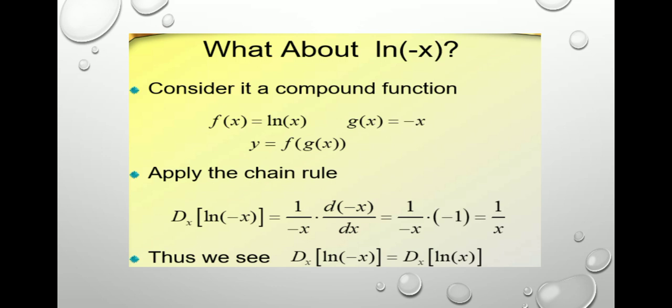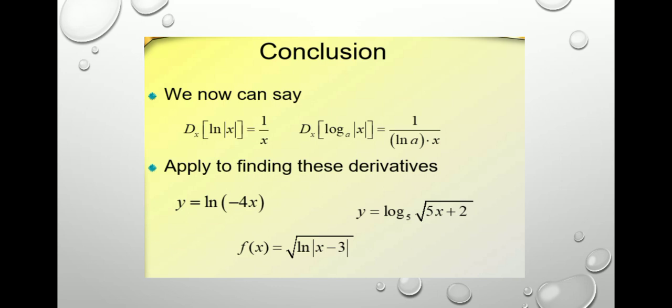F of x is equal to ln of x. Y is equal to f of g of x. G of x is equal to negative x. Apply the chain rule. D sub x of ln of negative x is equal to 1 over negative x times d of negative x over dx is equal to 1 over negative x times negative 1 is equal to 1 over x. Thus, we see d sub x of the quantity ln of negative x is equal to d sub x of the quantity ln of x.